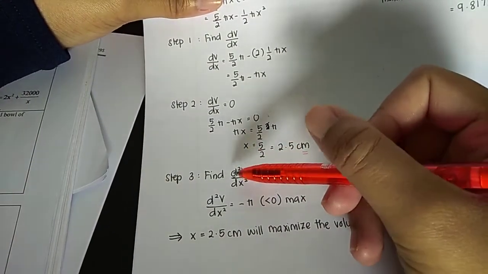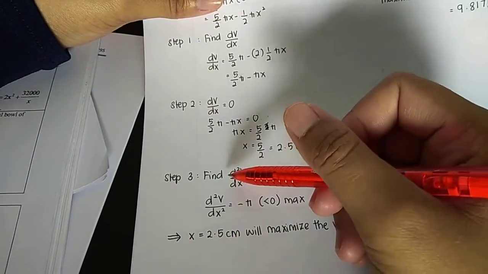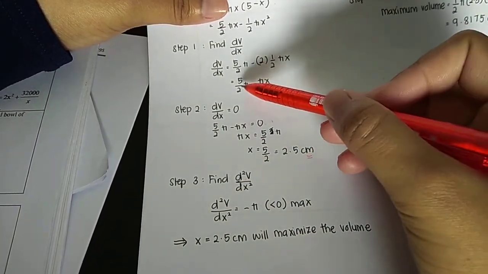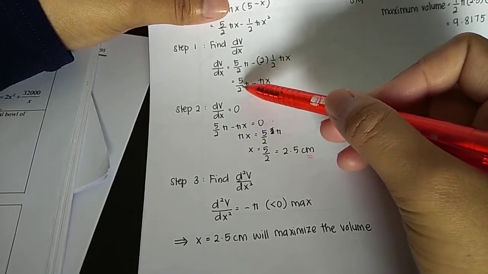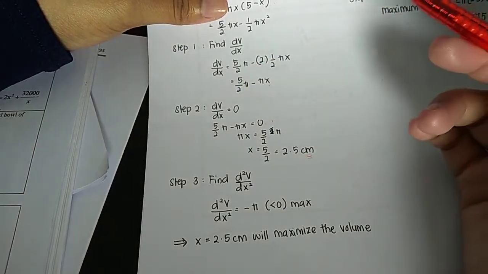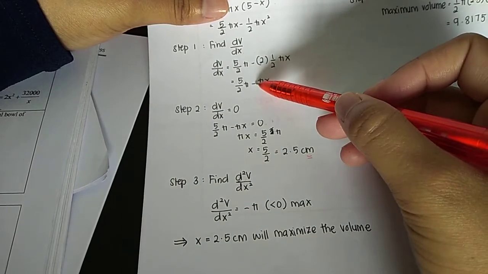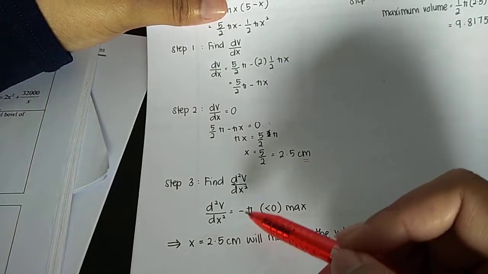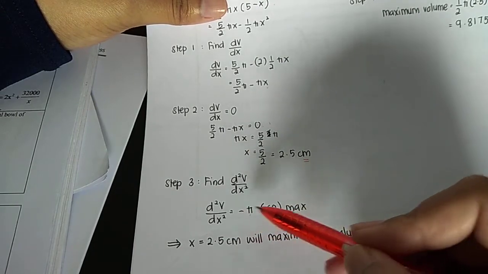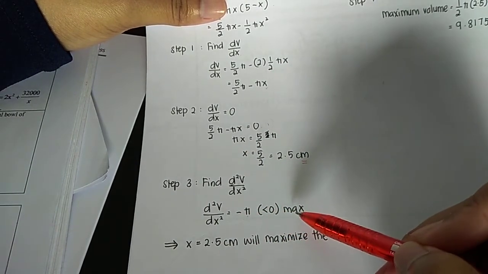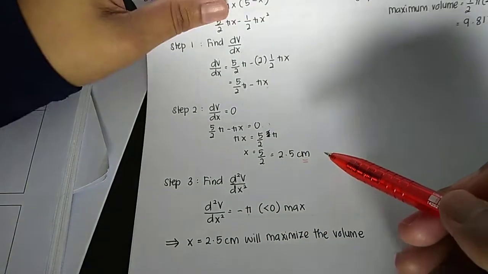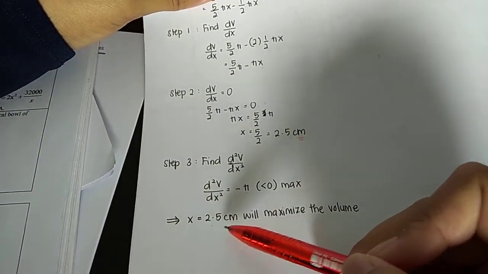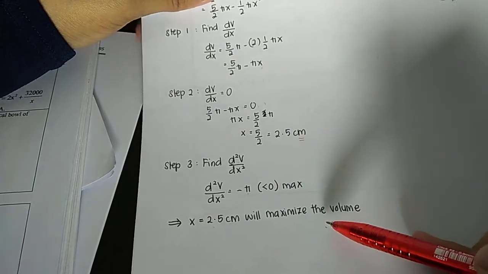Third step masih sama, which is second derivative. So differentiate lah tadi. Kat sini awak dapat first derivative. So 5 over 2 pi, so tak ada x, so dia dikira constant. Differentiate dapat 0. And then minus pi x, so x power 1. Differentiate dapat negative pi saja, which is kumpulan negatif, so dia less than 0, so dia akan maximize. So betul lah soalan minta maximize volume. Okay, so x equal to 2.5 cm will maximize the volume.